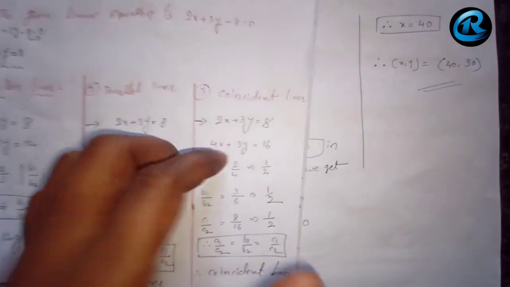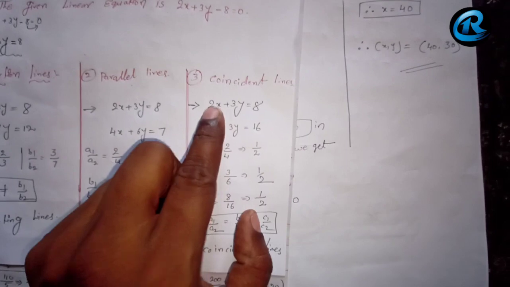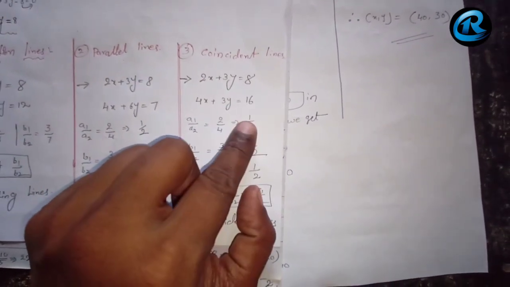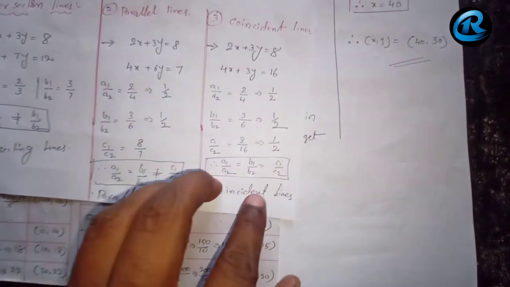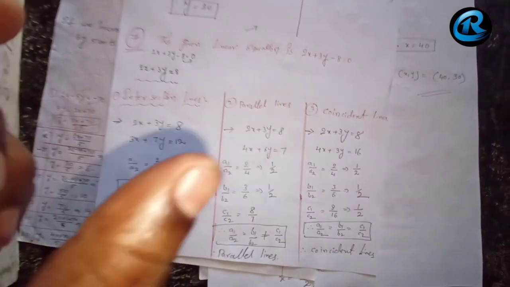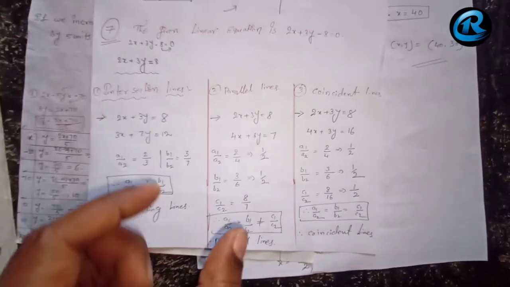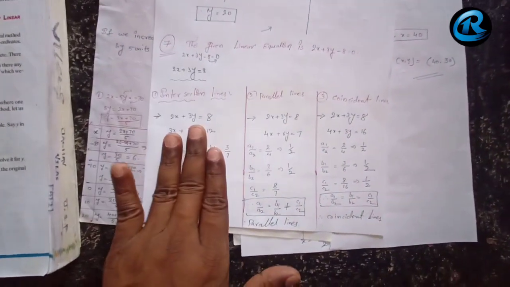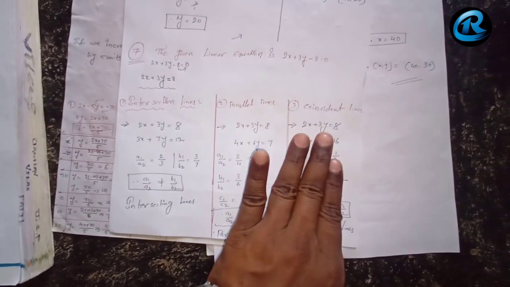Then one more, everything I made it double. 2 becomes 4, 3 becomes 6, 8 becomes 16. So I will get 1 by 2, 1 by 2, 1 by 2. So coincident lines I will get. So two equations are there. Draw the two tables, find out 5 solutions and draw the graph. Here you will get intersecting lines, here parallel lines, here coincident lines.